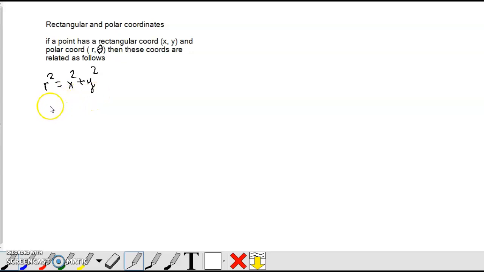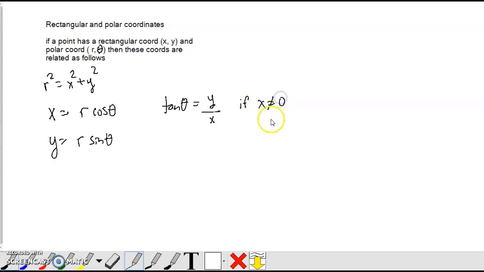And we also know that x is related to cosine, but this time we're going to say x is r cosine of theta, where r really has always been 1. And y goes with sine, so y is equal to r sine of theta. It also helps to remember that tangent is always our slope of anything. So tangent is always y over x, as long as x does not equal 0.